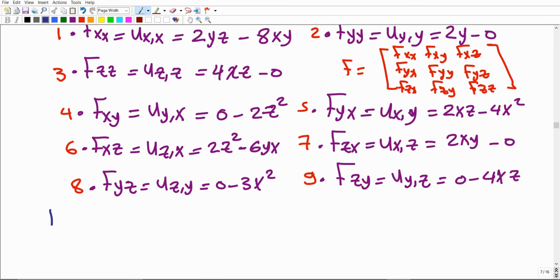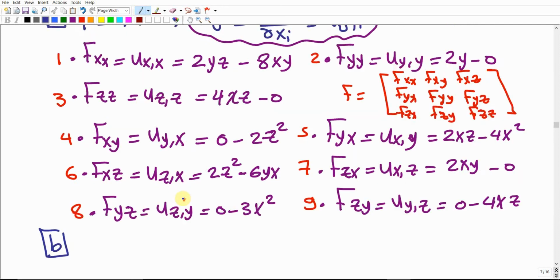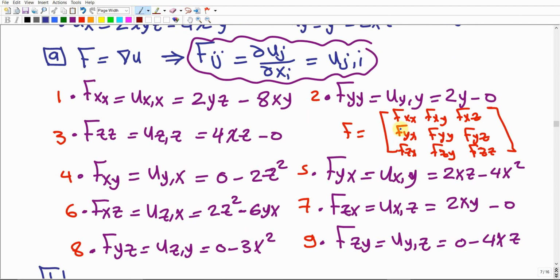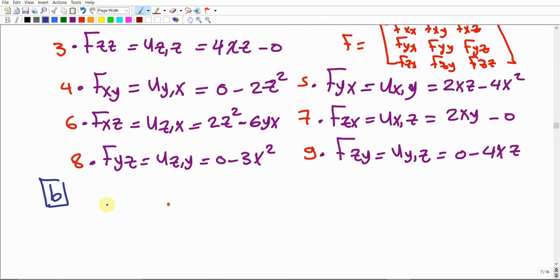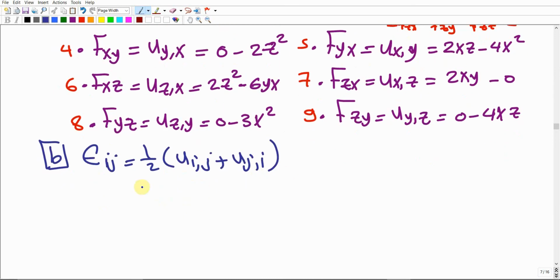How about if we are interested in the strain and the rotation tensor? Simply, this general tensor can be split into 2 components. One symmetric, the other one is going to be the skew-symmetric tensor. So simply the strain components are 1/2 of u_i comma j plus u_j comma i. It doesn't matter which comes first, u_i or u_j, because they're going to be summed. So this is the index notation. So for example, the epsilon xx should be u_x comma x, right?